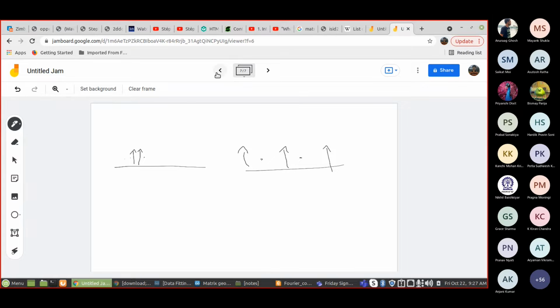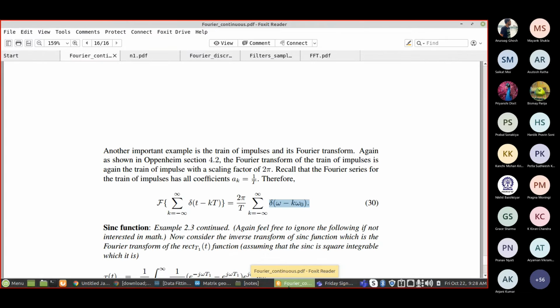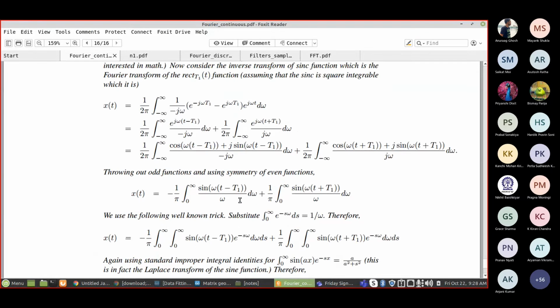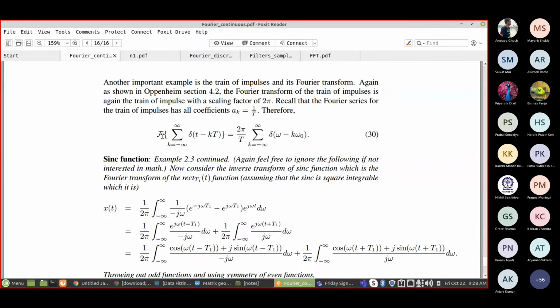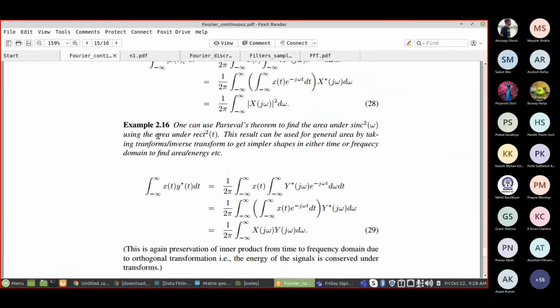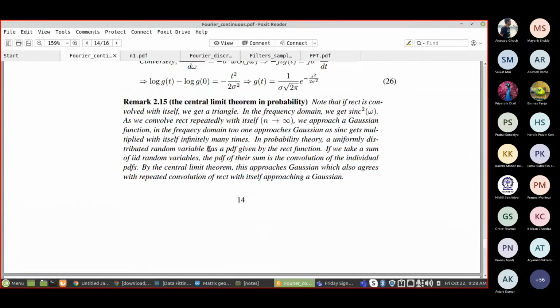Not exactly, but this is also very important as far as sampling theory is concerned. Some of these examples we will keep encountering repeatedly: the rect function, sinc function, train of impulses, exponentials, and things like that. Okay, so I think that's all as far as examples are concerned.